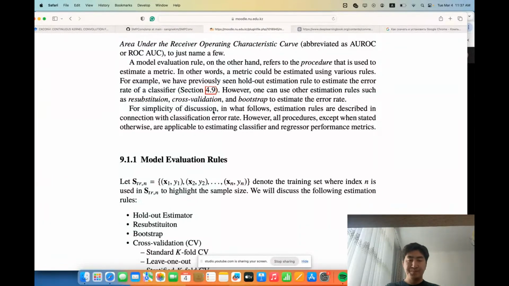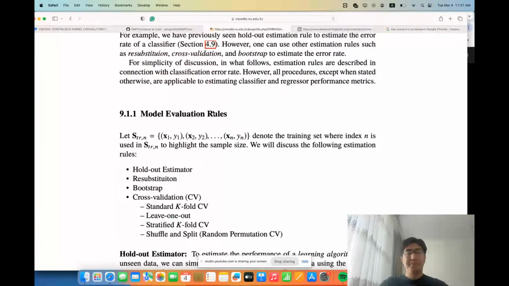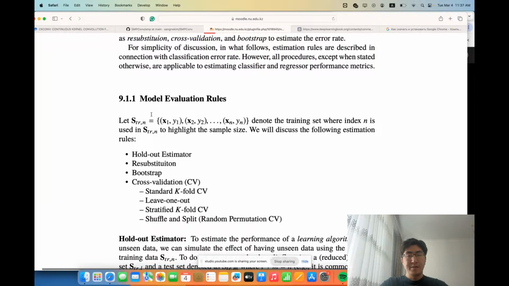All right, so let's start. Now we talk about model evaluation rules. Here we go. Let S be your training set, right? So we have x1, which is your observation, and this is the expected value referred to as y1.